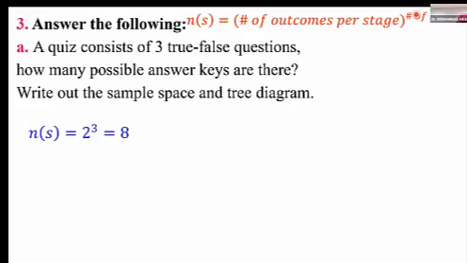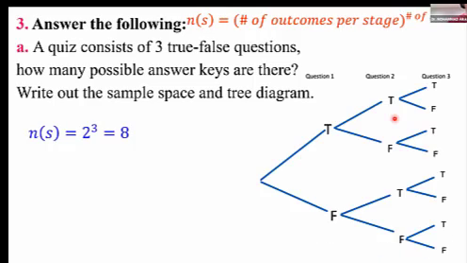So one more time, the number of outcomes per stage, true, false, that means 2 outcomes. Raise it to the power of the number of stages. When you go with the tree diagram, keep it consistent. In other words, if the upper branch is T and the lower branch is F, then keep it up. You can change them, but if you don't, it's easier to follow.